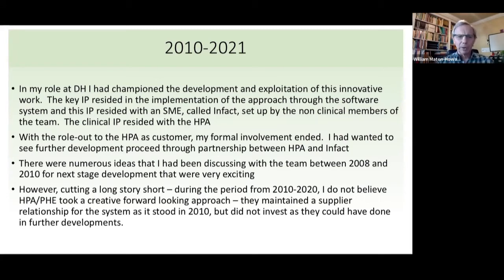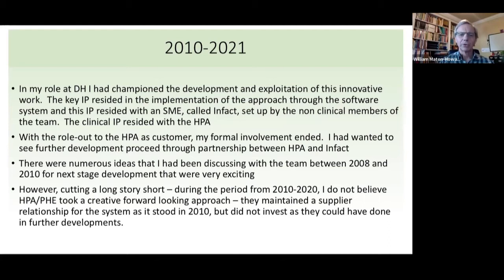With this particular rollout to the Health Protection Agency as a customer, my formal involvement at that point ended. But I'd been closely involved in a number of discussions in those final 2-3 years with the team as those final stages of implementation were being taken through, looking forward to other further stages of development. But my role stopped because the system was now out into implementation, and the responsibilities for taking that further forward lay then with the Health Protection Agency.